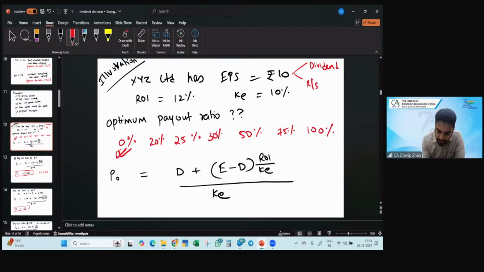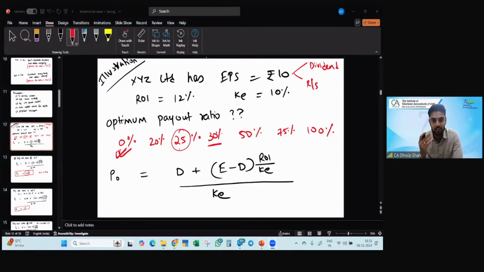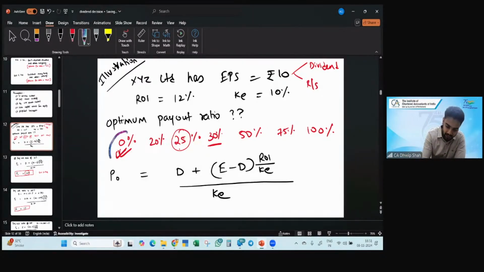At 20%, market price would be less than at 0%. At 25% payout, market price would be greater than at 30%, but it would be less than at 20%. Hope it is clear. These four scenarios I just took for understanding purpose, to give you clarity. You can take any percent from 0 to 100. The point to explain here is when ROI is greater than KE, market price will be highest at 0% only. Is everyone following?